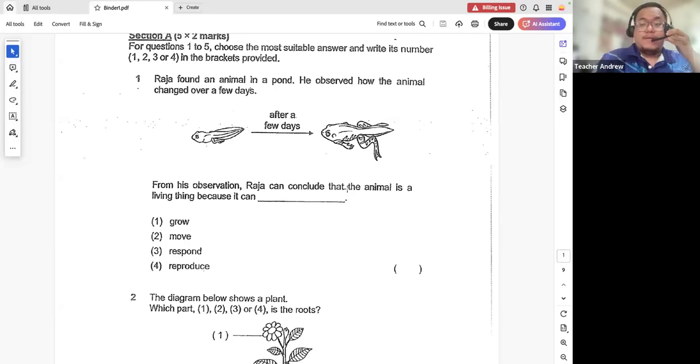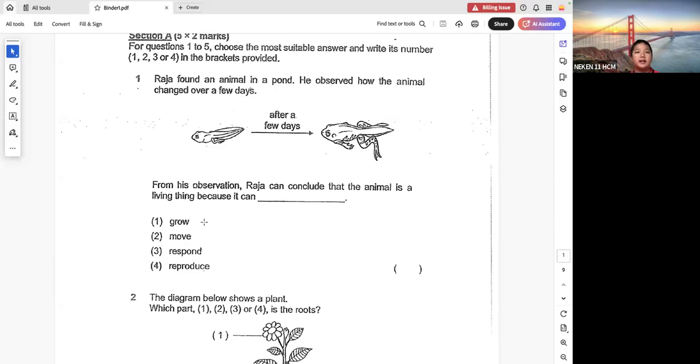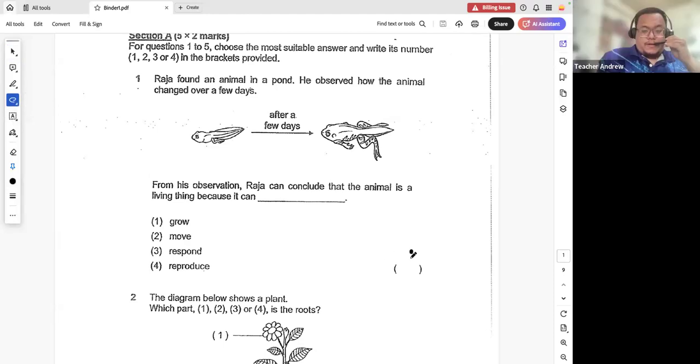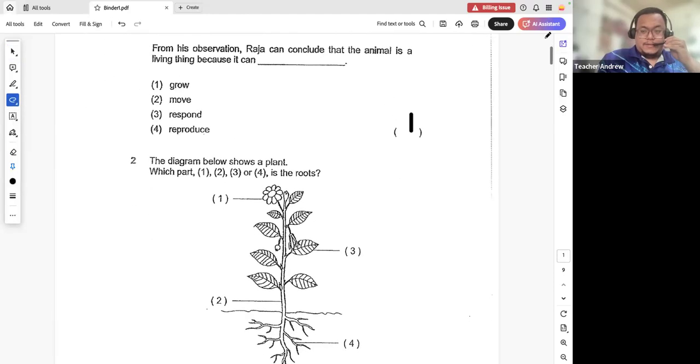All right, question one. Roger found an animal in the pond. He observed how the animal changed over a few days. So this becomes like this. From his observation, Roger can conclude that the animal is a living thing because it can... Any volunteers? Yes, Nathan. From his observation, Roger can conclude that the animal is a living thing because it can grow. Very good. It can grow. Well done. Thank you, Nathan.